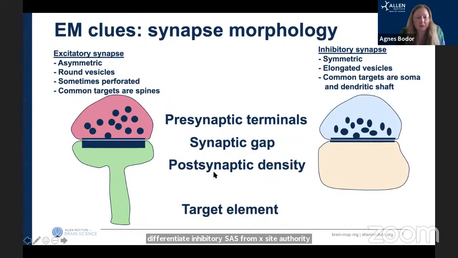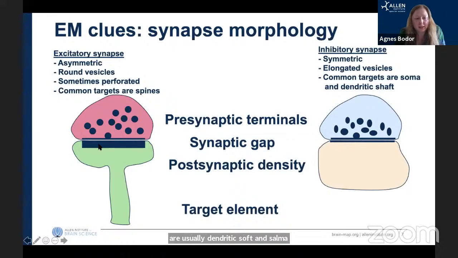Next, I would like to talk about the synapse structure, how you can differentiate inhibitory synapses from excitatory. So first, I'm showing this cartoon. You can see the presynaptic terminal. In the case of excitatory synapses, the vesicles are much more round. In inhibitory, they can be very variably shaped. And for excitatory, the most common target, not exclusively, but most commonly, is a spine head. And for inhibitory, the targets are usually dendritic shaft and soma.